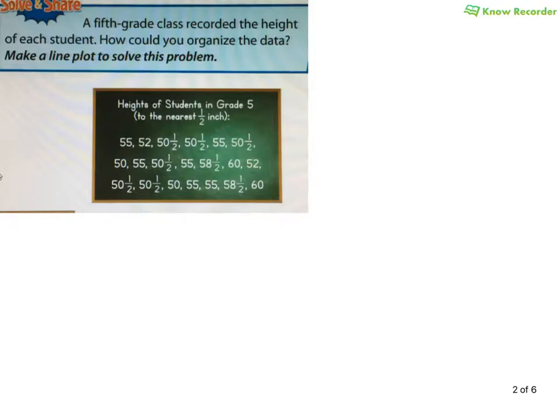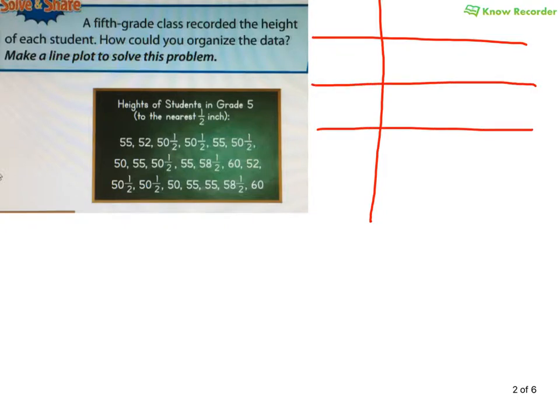So it says a 5th grade class recorded the height of each student. How can you organize the data? And they want you to make a line plot. But before I go and make a line plot, I'm going to take this data table and create a frequency table because I want to know the amount of times something is happening. So, just like yesterday, I'm going to start with my least value, go to my next least value, all the way to my greatest, so that way I can have my information organized so I can chart it correctly.